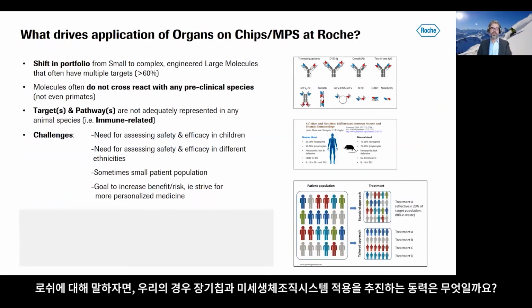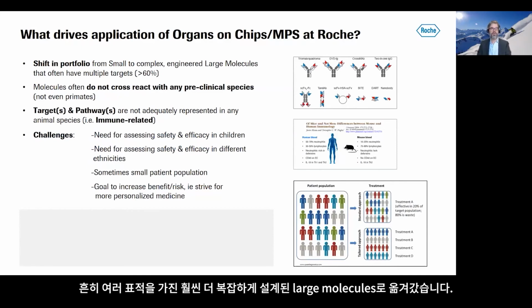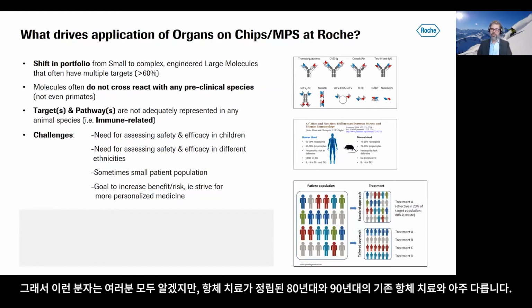Now, if we come to Roche, what is really driving applications of organs on chips and microphysiological systems in our case? What we have observed is a shift in our portfolio away from classic small molecules to way more complex engineered large molecules that often have multiple targets. As you can see on the right-hand side, the top graph, these are the types of large molecules we're dealing with in industry nowadays. These molecules are quite different from conventional antibodies that all of you know, when antibody therapies were established in the 80s and the early 90s.